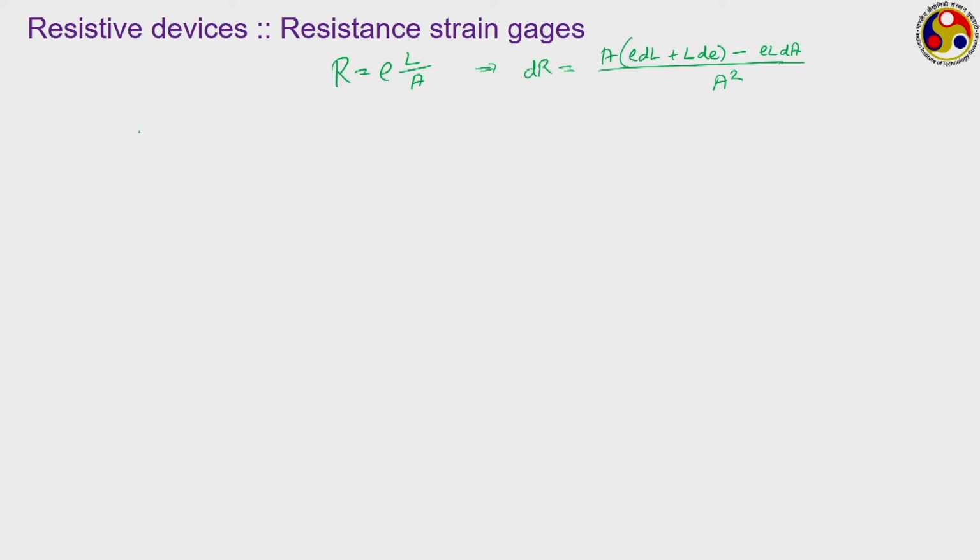Now, the initial volume of the resistor is A into L. Now, what will be the final volume?